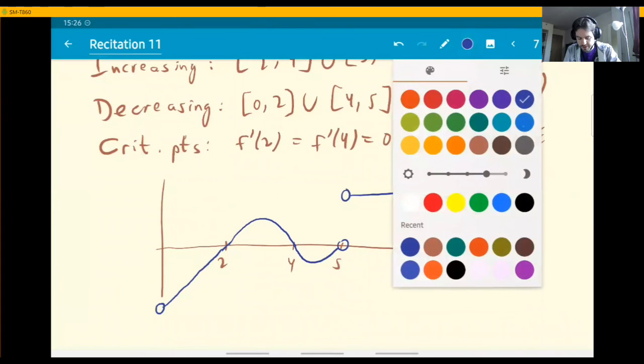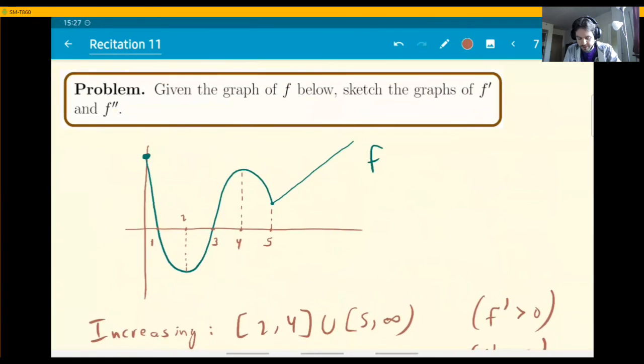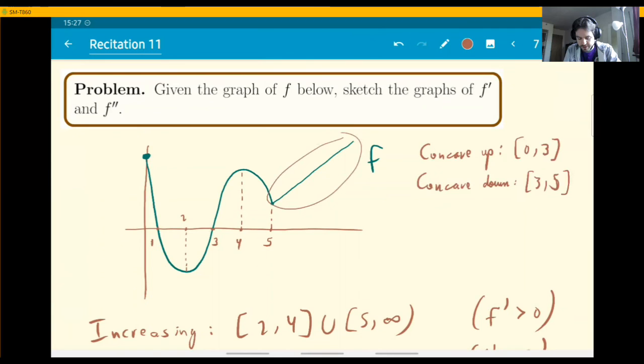Now let's go back to the original function to find f double prime. We're going to need to understand concavity now. Concave up. It's kind of hard to tell exactly where the concavity changes. I'm going to say it is right at the number 3 here. That looks like a reasonable candidate where it stops being a smile and starts being a frown. So I'm going to say this is concave up between 0 and 3. Then concave down between 3 and 5.